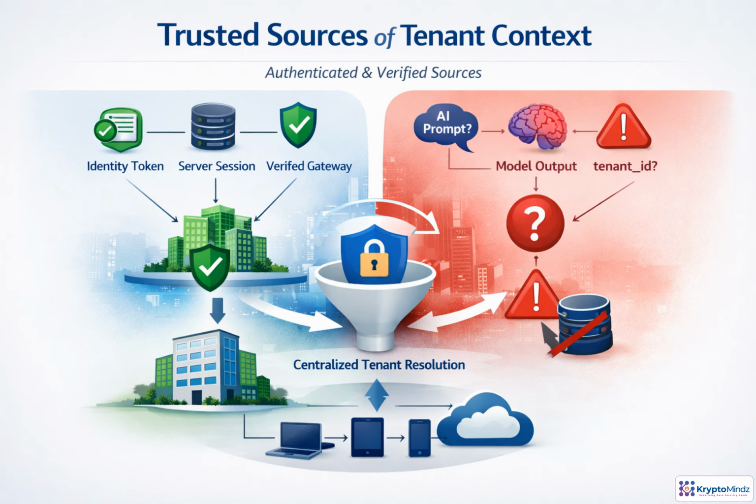The safest rule is simple. The application decides the tenant, not the user, and not the model. Use sources that are already authenticated, such as signed identity tokens, server-side sessions, identity provider groups, or verified gateway headers. Everything else is input. Prompt text, query strings, tool arguments, and model-generated JSON can be manipulated, so they should never become tenant authority by themselves. A strong design centralizes tenant resolution in one service or middleware layer, so every request follows the same validation path before data access happens.